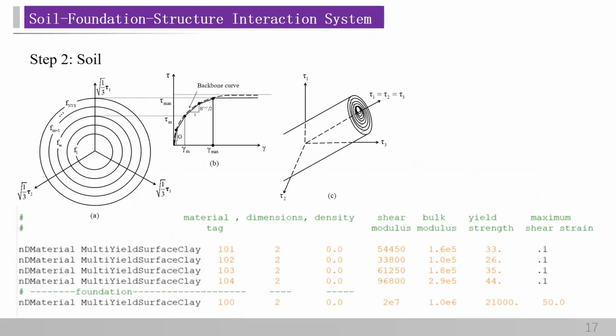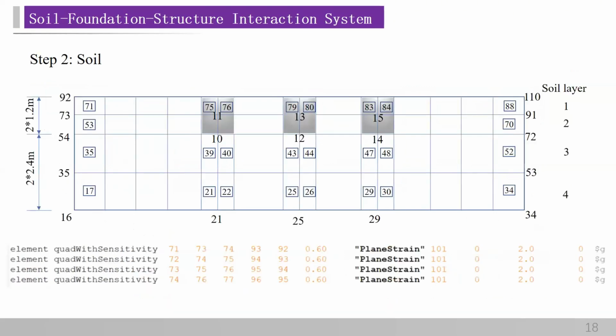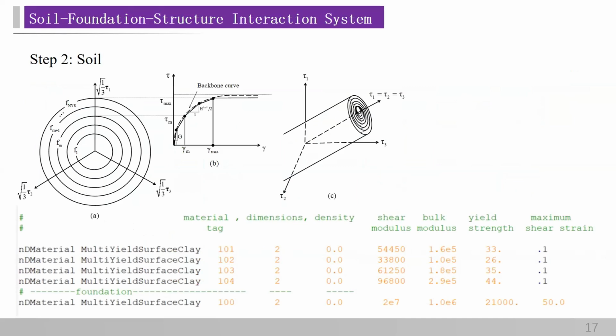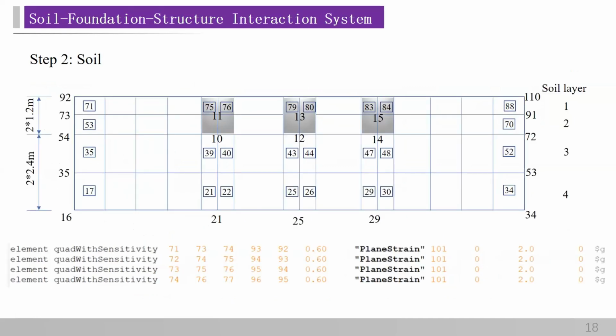I think you have my model on your computer. You can try to set the material density to 1, and also set the element density to 1 as well. And you can run the model and see if the results are the same as this one. It is verified that when you use the quad with sensitivity, the soil density is the sum of the material density and the element density.